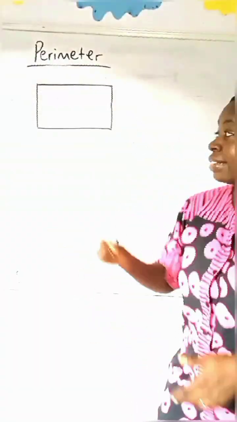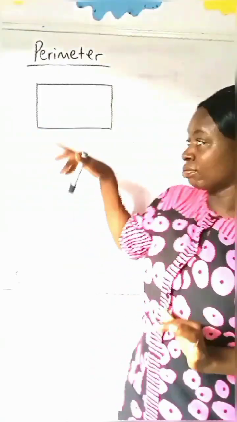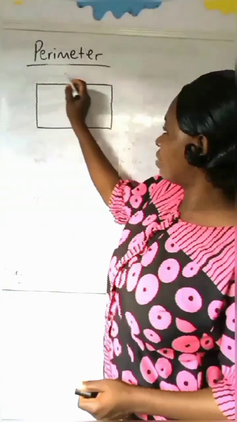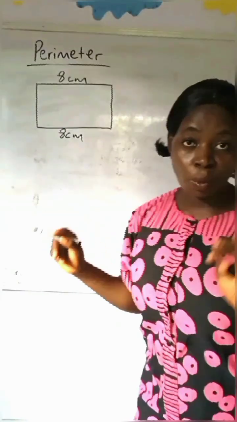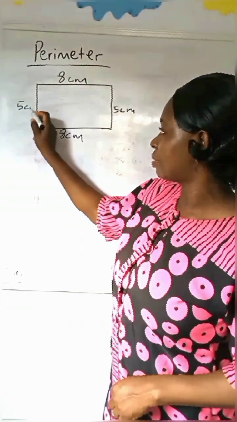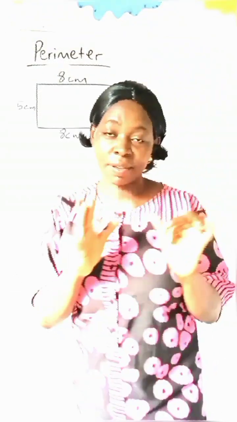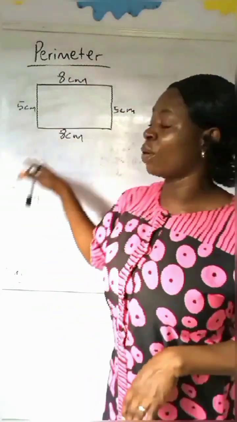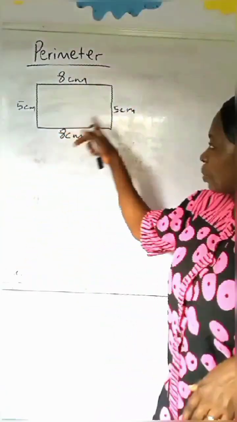Now we're looking at the perimeter of a rectangle. Taking this to be our rectangle, what do we know a rectangle to be? A rectangle has two opposite sides equal. This is equal to this. If this is 8 centimeter, this place will be 8 centimeter. That is one of the properties of a rectangle. If this were to be 5 centimeter, this is to be 5 centimeter. So for a rectangle, two opposite sides are equal. The lengths are equal, the breadths are equal. So to calculate the perimeter of this, it's very simple. You just add it up. You add 5 plus 8 plus 5 plus 8. And that will just give you the perimeter of it.